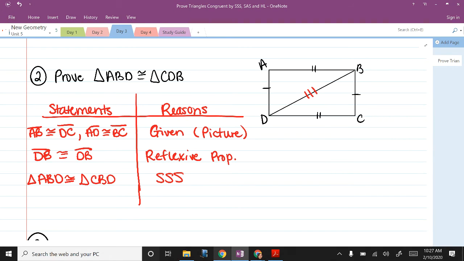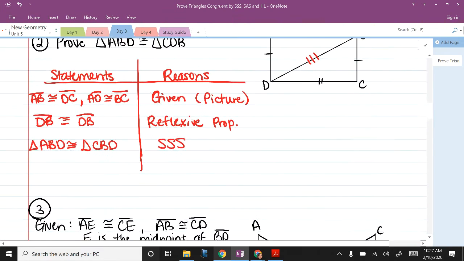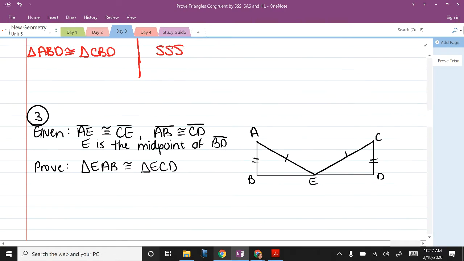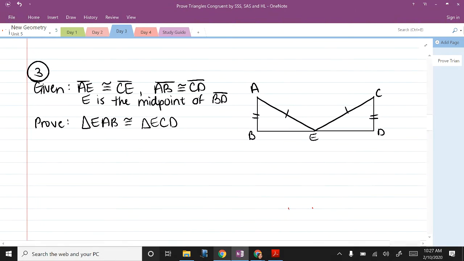All right, any questions about side, side, side? Y'all, if you're using side, side, side, it's mostly going to be something to that effect. All right. This one's slightly more complicated. They give you a lot of givens, though.